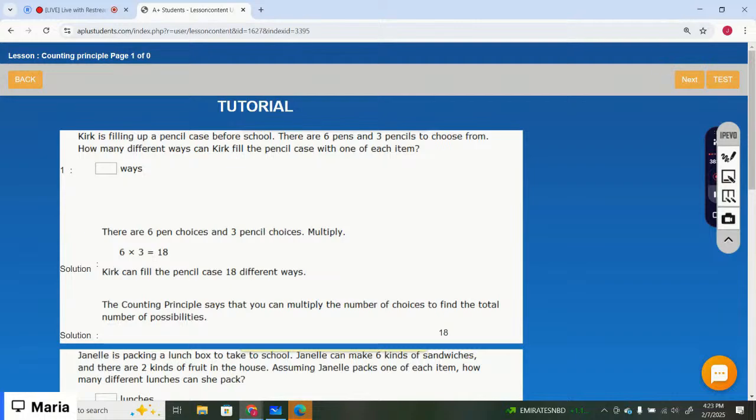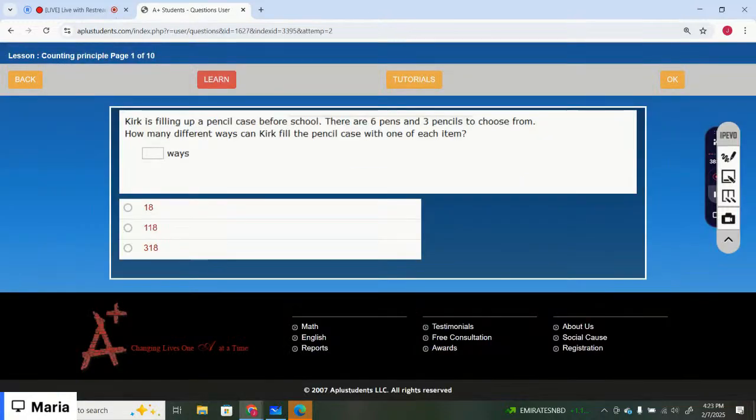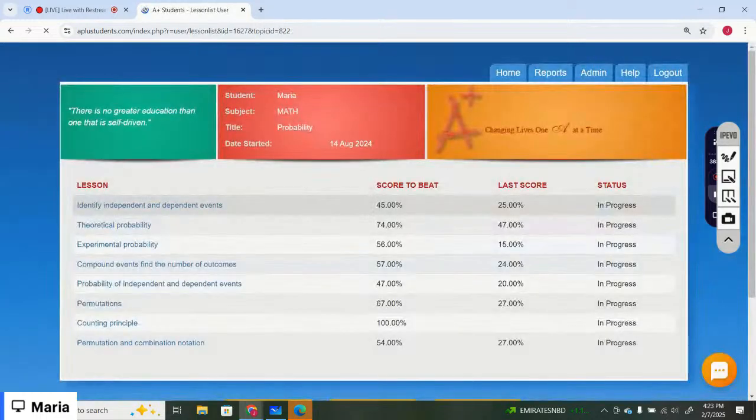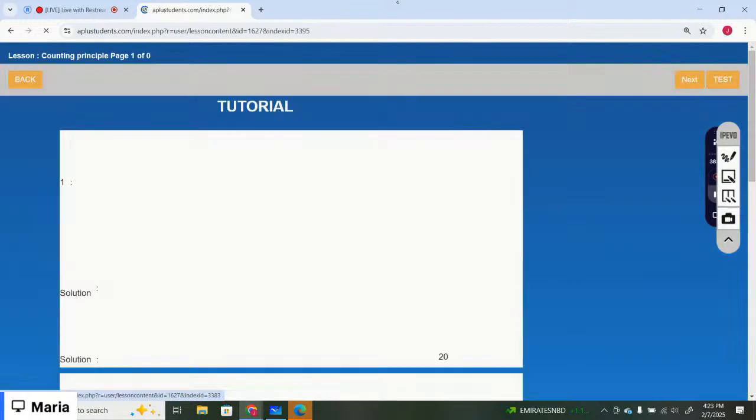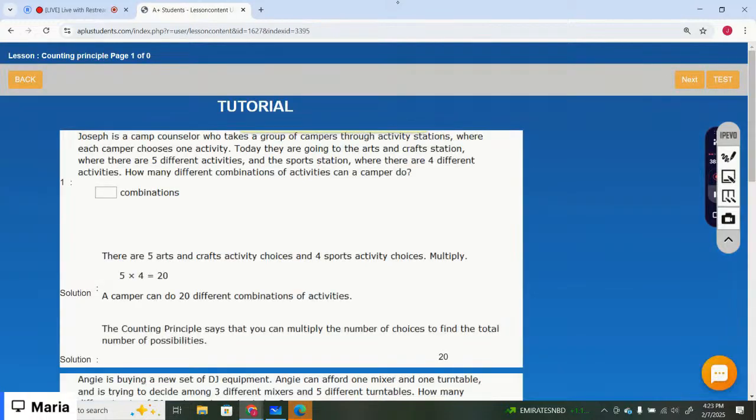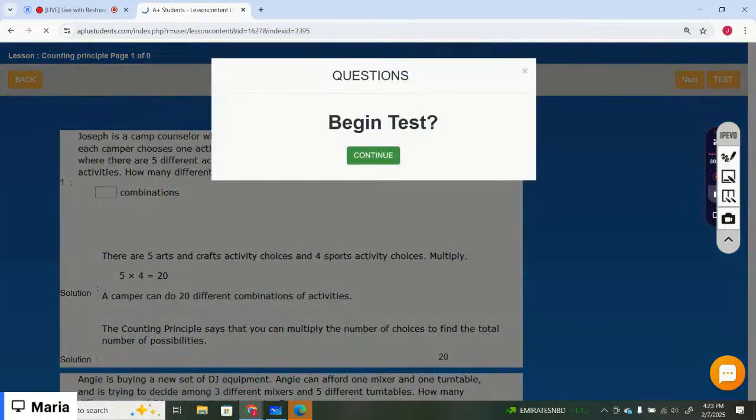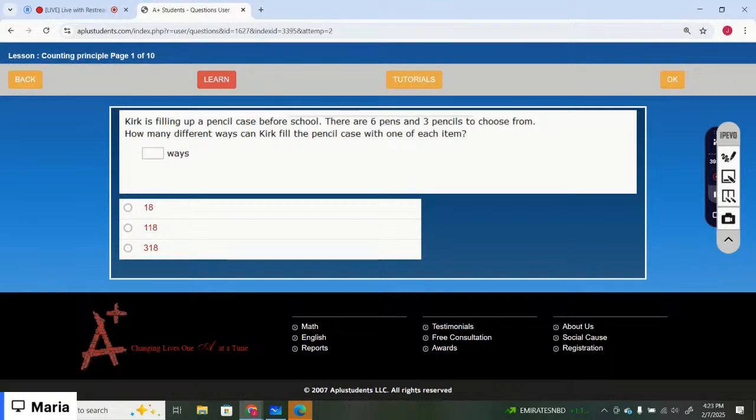That is 6 times 3. The correct option is 18. Let's just start with the test questions. Basically, the counting principle says that you can multiply the number of choices to find the total number of possibilities. So you have to multiply the number of choices because you have to find the total choices, total possibilities.